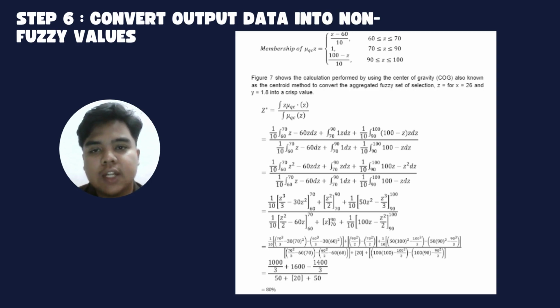Okay, for step 6, which is convert output data into non-fuzzy values. For the membership function quality chili, z equal to z minus 60 over 10 from 60 until 70, and we can get 1 from 70 until 90, and 100 minus z over 10 for 90 to 100. Okay, for the next one is formula and step for calculation. Z equal to integration of z times membership function quality chili over integration of membership function quality chili, and we can get 80% from the calculation.